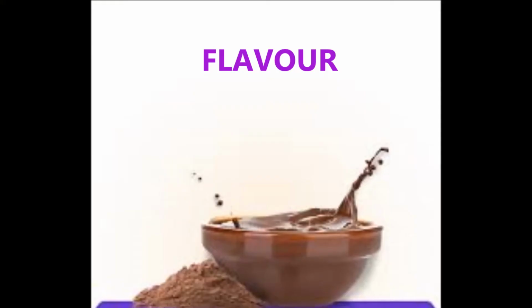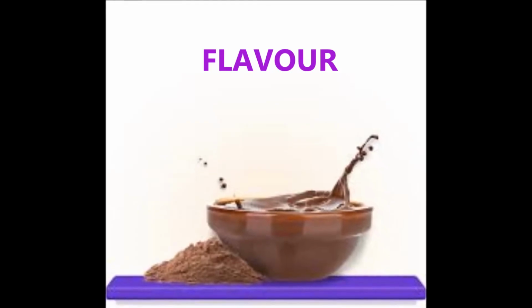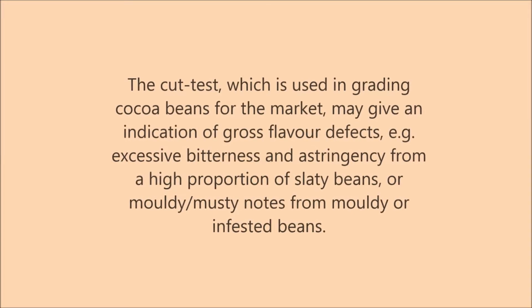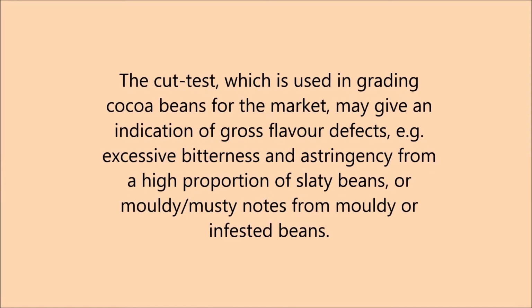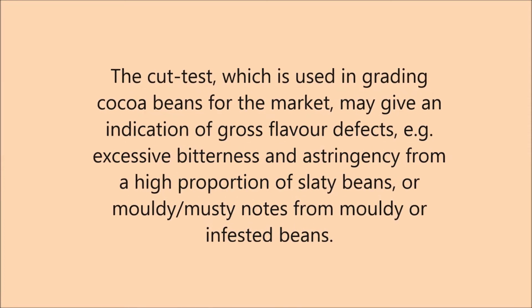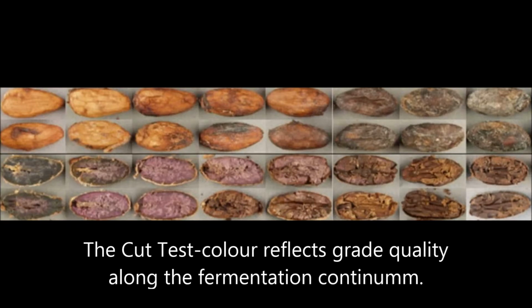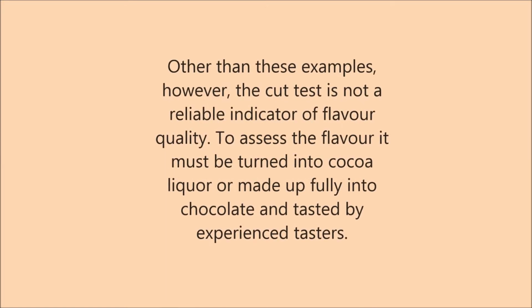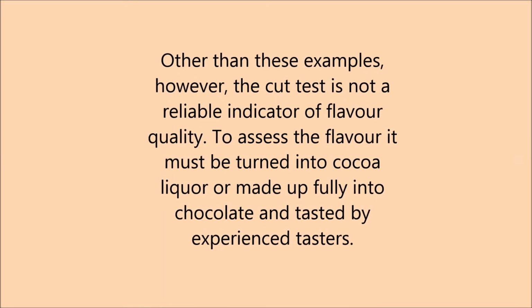Now we will start off with flavor. So flavor is a key criterion of quality for manufacturers of cocoa products. The flavor criterion includes both the intensity of the cocoa together with any auxiliary flavor notes and the absence of flavor defects. Now these defects can include under-fermentation, over-fermentation, and taints.